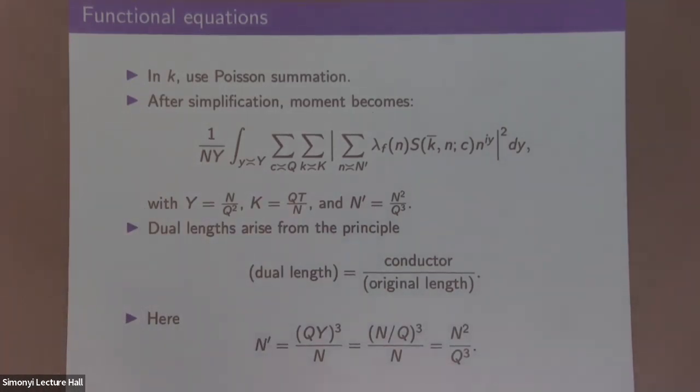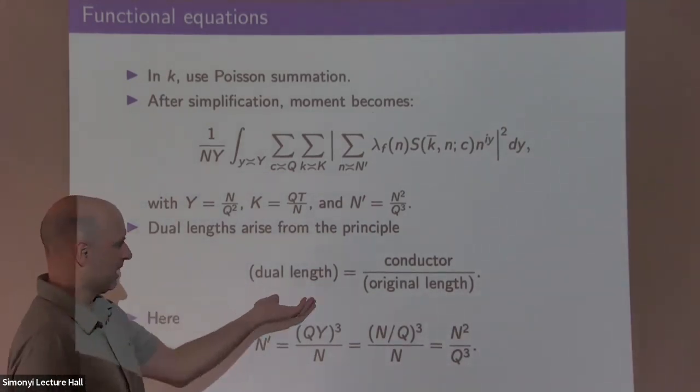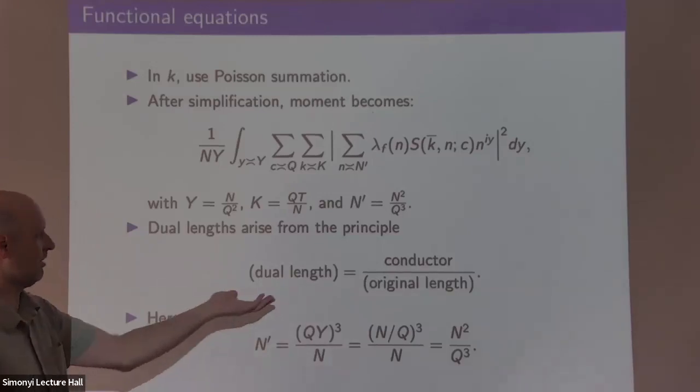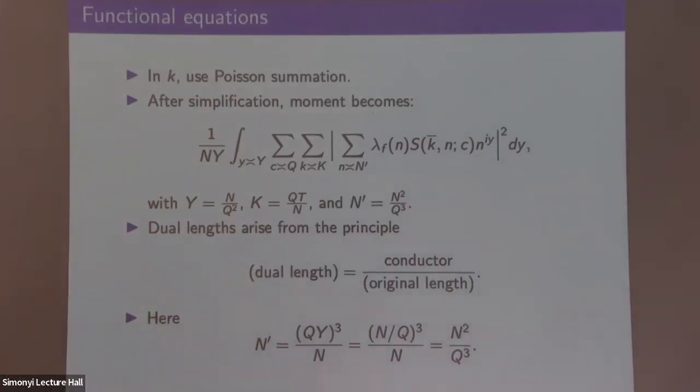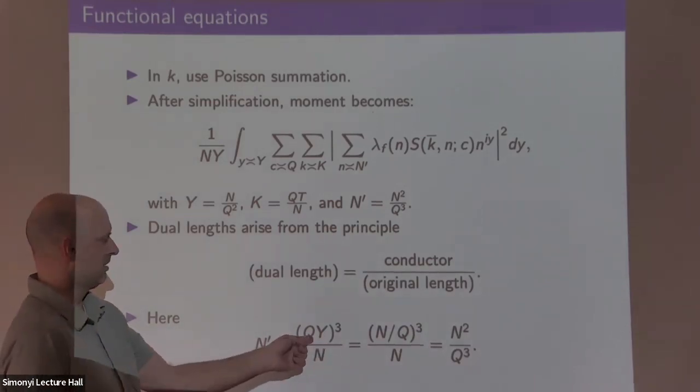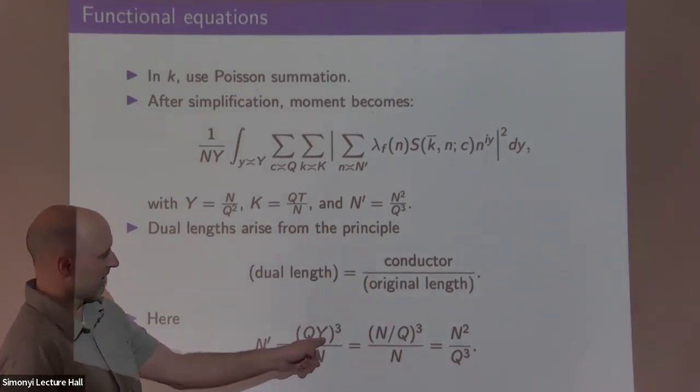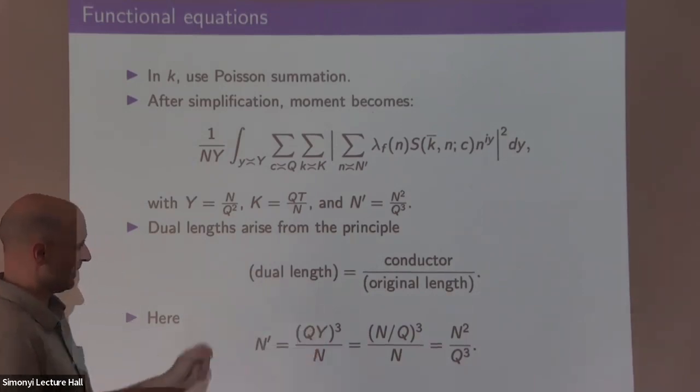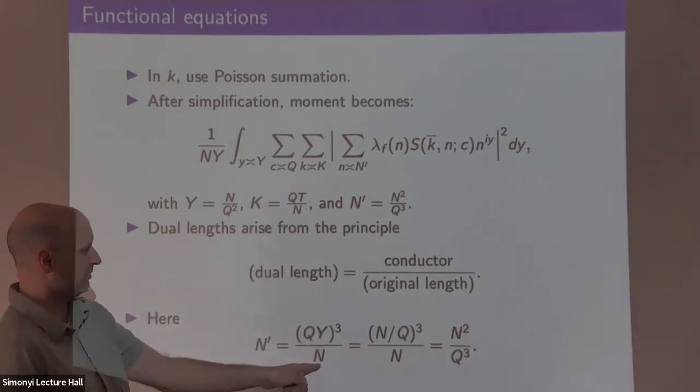All these lengths of summation follow a rule of thumb: the product of the dual length times the original length is the conductor, or, solving for the dual length, it's the conductor over the original length. For n prime, the conductor is the arithmetic conductor, which is q, times the analytic conductor, which is y, and then it's cubed because this is GL3, and the original length was n.